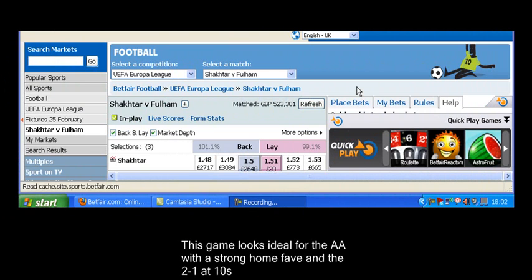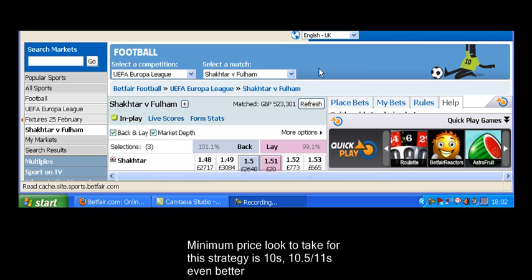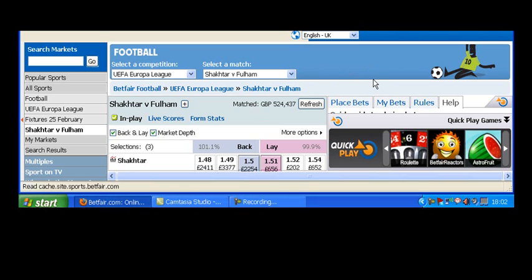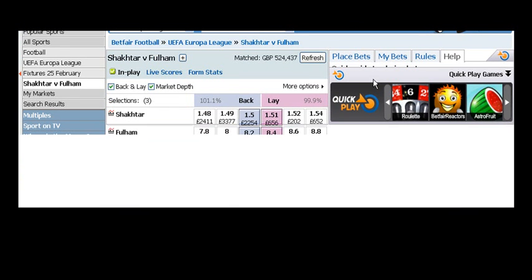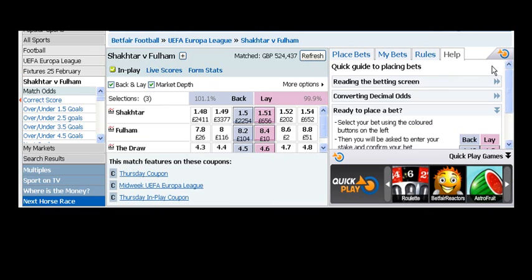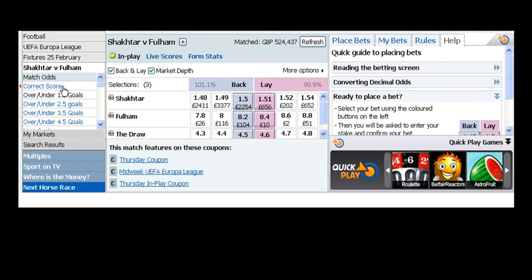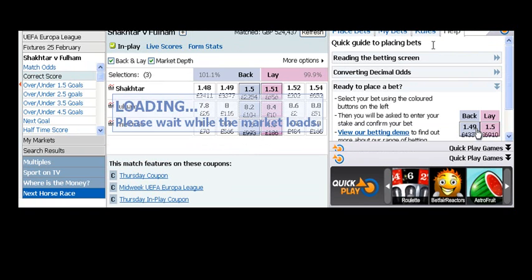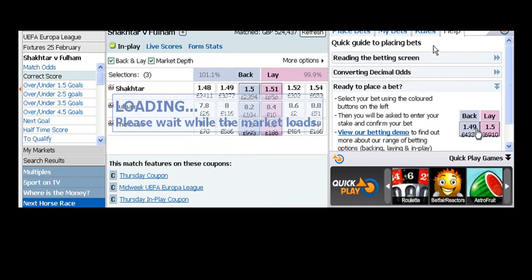We're looking at covering the 2-1 scoreline to the home side Shakhtar, at a price of 10s. Shakhtar are trading at 1.5. They're at home. They're favourites. They're considered to go on and win this game. And a price of 10s for the Adster Apertif is the absolute minimum that we look to take for this particular type of strategy. So we'll just open this up a little bit. We'll just expand on it so you can actually see what's happening.